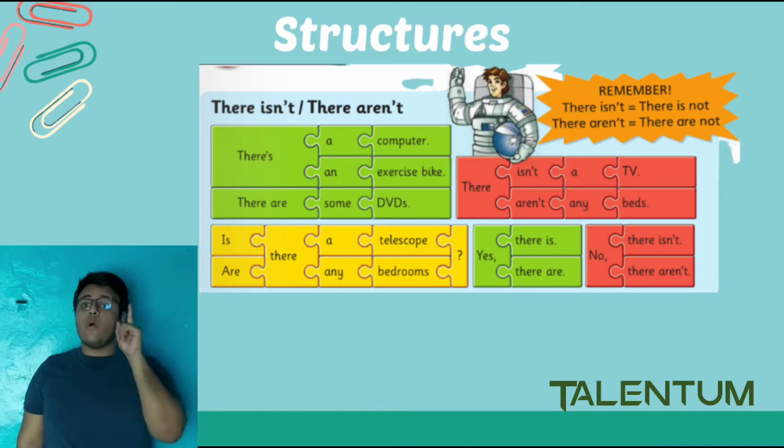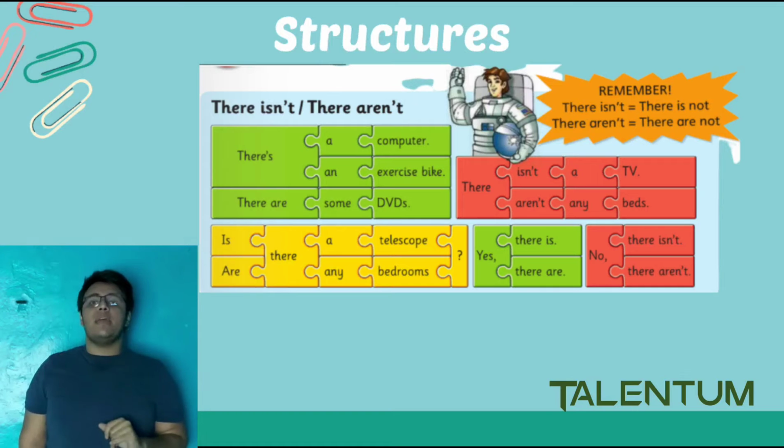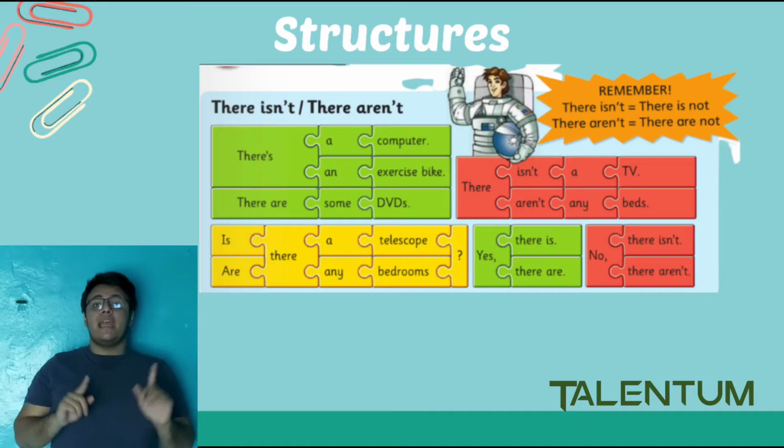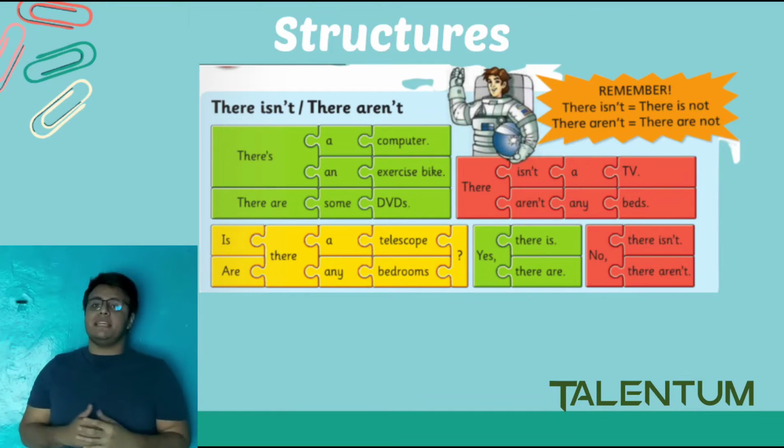Now, let's see the structure. To point out that one thing is in some place we use there is, and when there is more than one thing we use there are. For example, there is a computer and there are some DVDs. In this case, as you can see in the structure, they are put together. There's a computer and there are some DVDs.